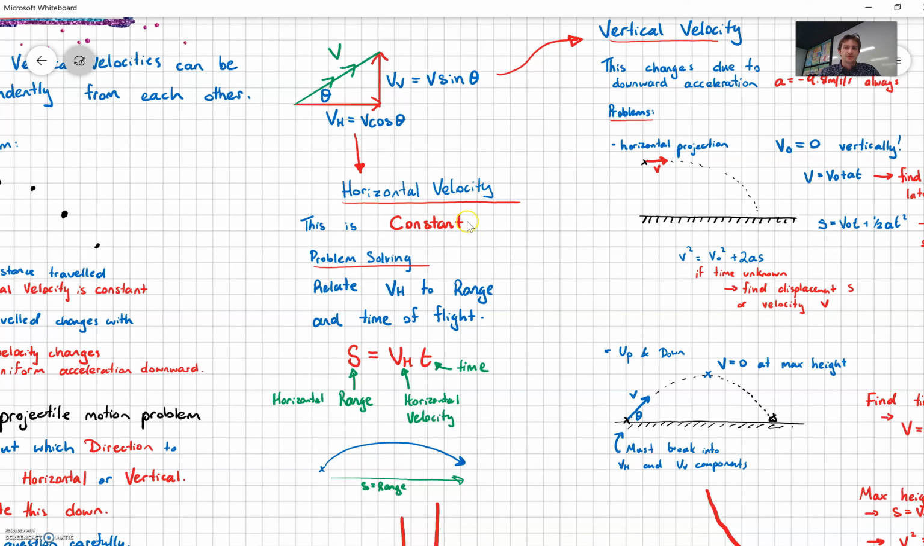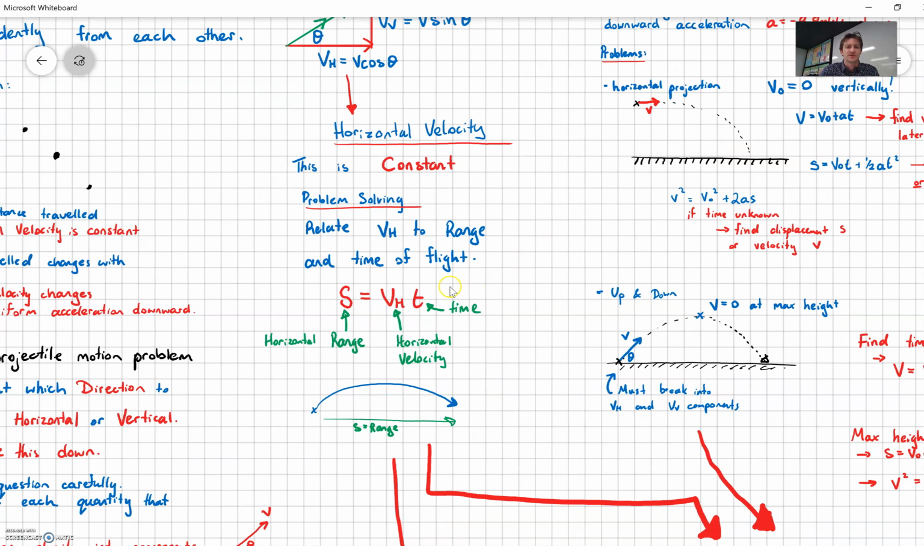And that means if one is solving a problem and you're working with the horizontal direction, pretty much all we can use the horizontal direction to do is relate the horizontal velocity to the range and the time of flight. Because there's no acceleration going horizontally, we basically just use the relationship speed is distance over time, which is usually written in this form in Year 12 for finding the range. So the horizontal range, distance, is equal to speed times time, with the speed being the horizontal velocity in this case, and the time is just time of flight.